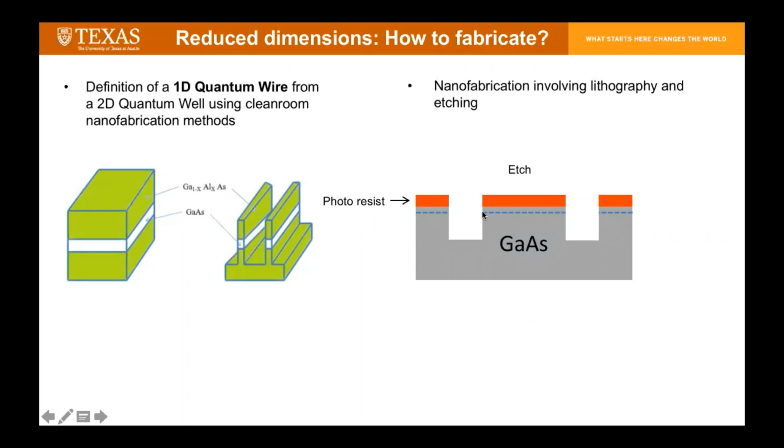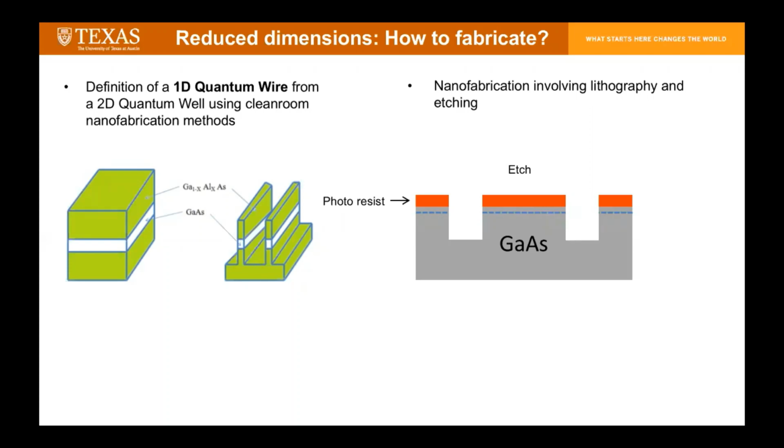And so basically, if you look at the cross-section, it's hard to see, but if you look at the cross-section really, then this forms a one-dimensional system. You already had a 2D system where you didn't have motion in the Z direction, but through this etching, you've essentially created a 1D system now.